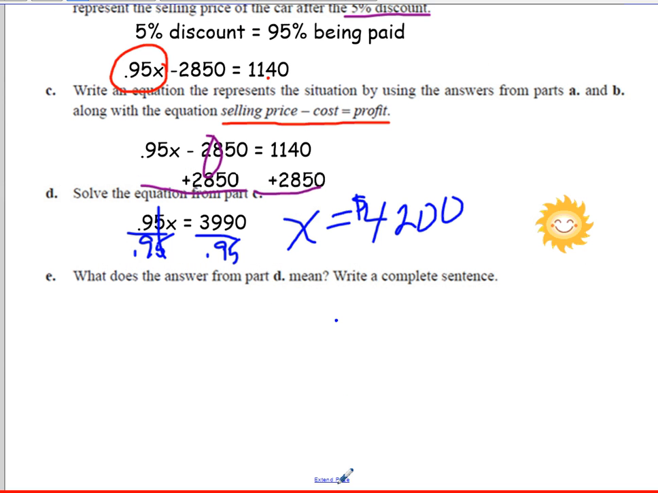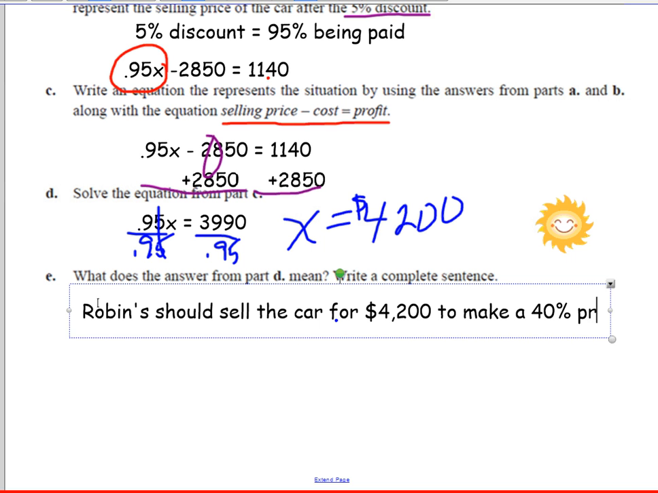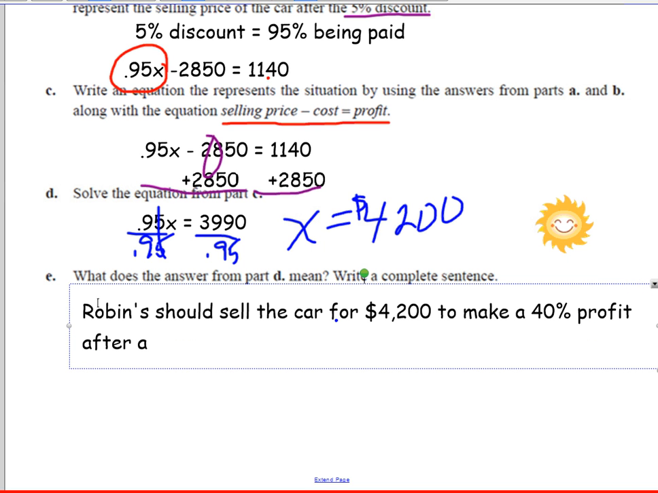And so what does this mean? In a complete sentence, it means that Robin's Rex should sell the car for $4,200 to make a 40% profit after a 5% sale.